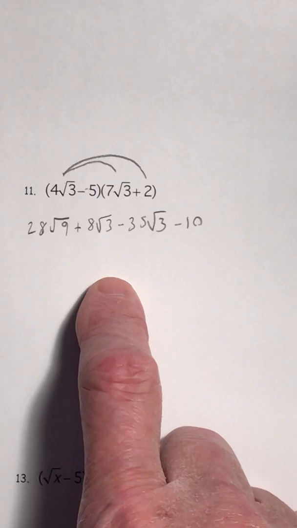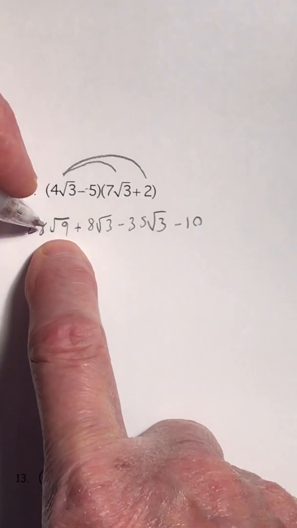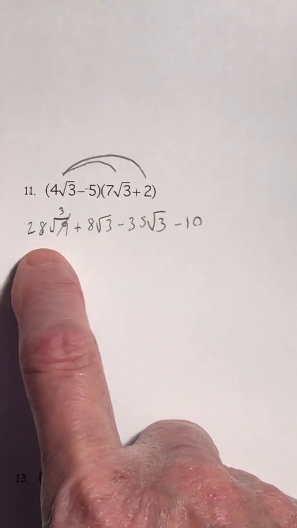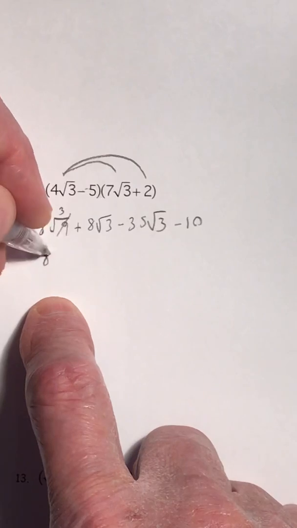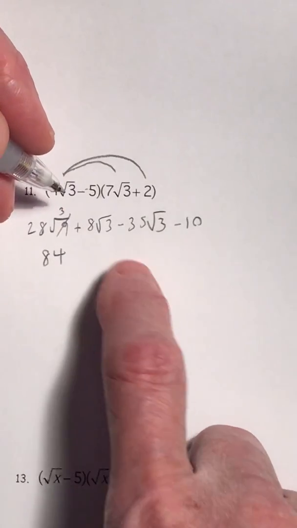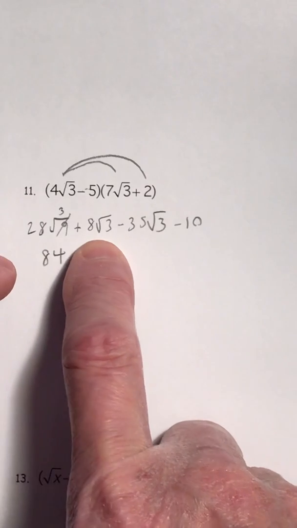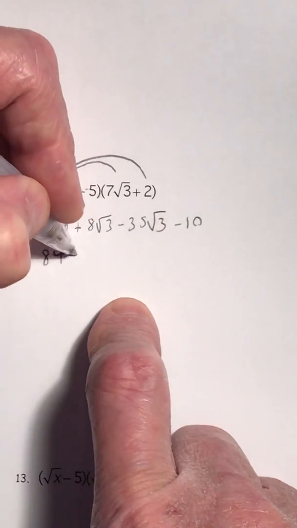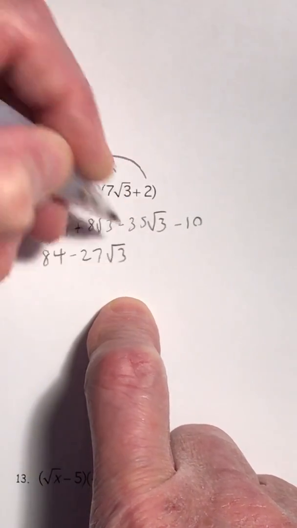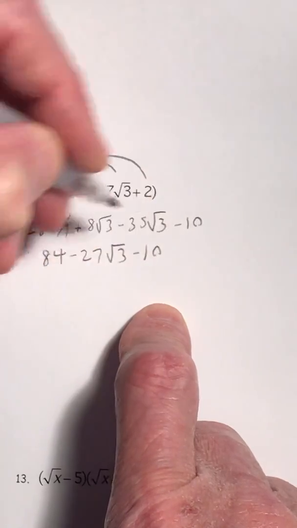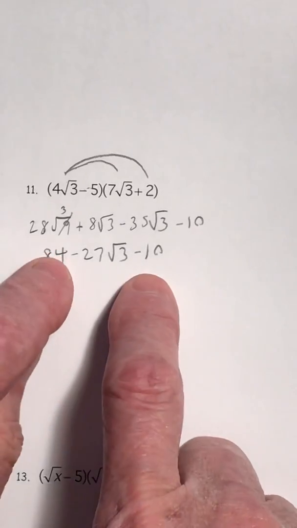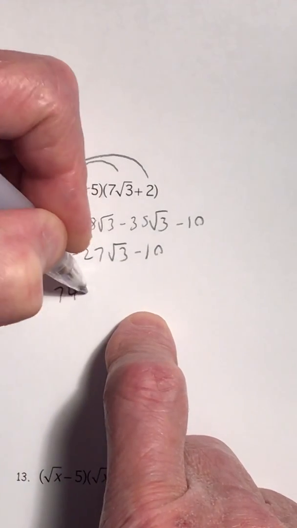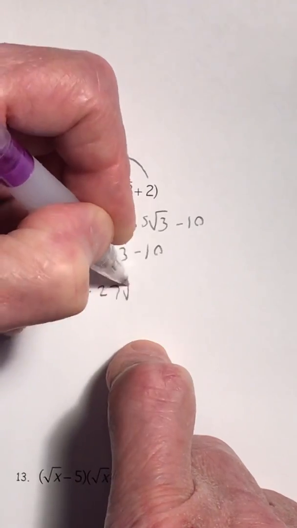Now, can we clean this up at all? Let's see. This is 28 times root 9, and that's really a 3. 28 times 3 is 84. And in the middle, we have some like radicals. 8 root 3's minus 35 root 3's would be minus 27 root 3's. And there's minus 10 waiting patiently at the end of the expression. And the last thing to do would be put these together. 84 minus 10, I can make this 74 minus 27 square root 3.